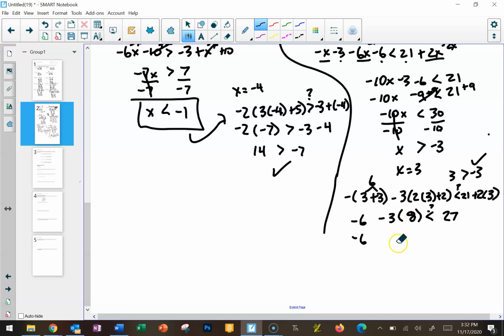-6, then I got to go -3 times 8 is -24. It's less than 27, question mark. And negative 6 minus 24 more is negative 30. That is indeed, negative 30 is clearly less than 27. So that checks out.